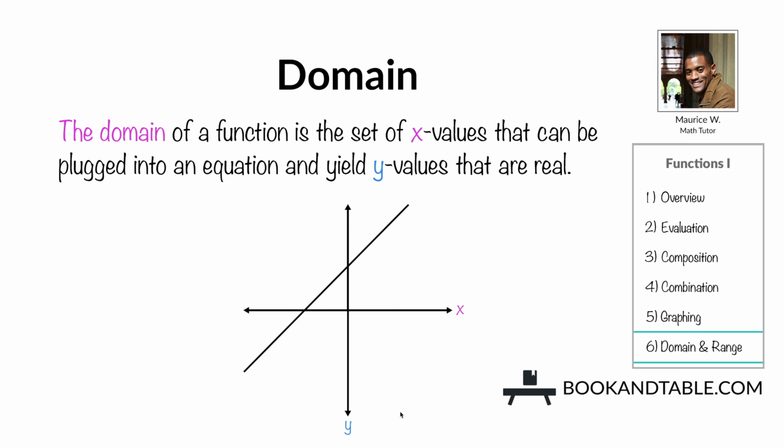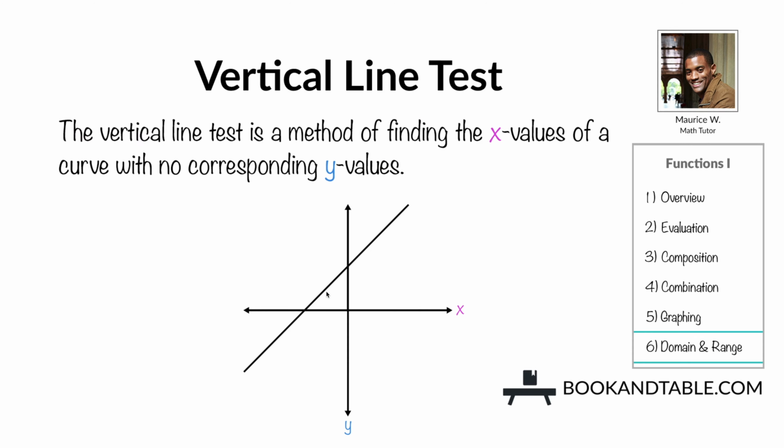The domain of a function is the set of x values that can be plugged into an equation and yield y values that are real. So let's say we had an xy coordinate plane and we had a line going through it. The x values, or the values along the x-axis for this function, represent the domain. So for what x values does this function exist, essentially?